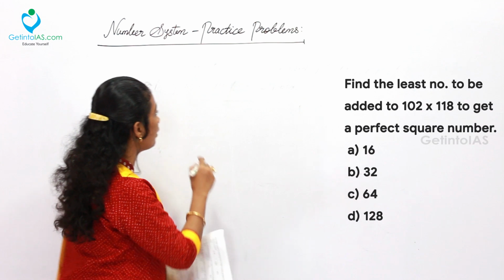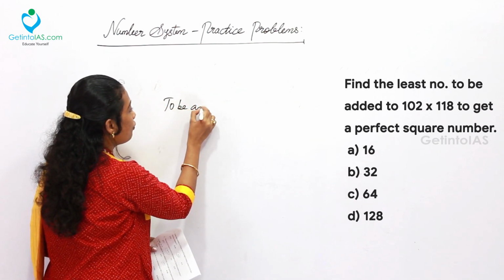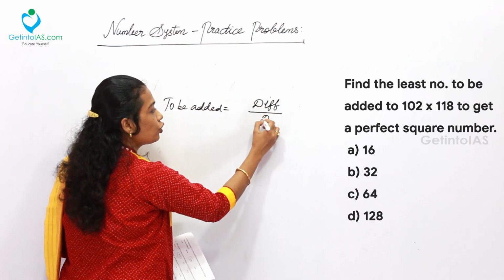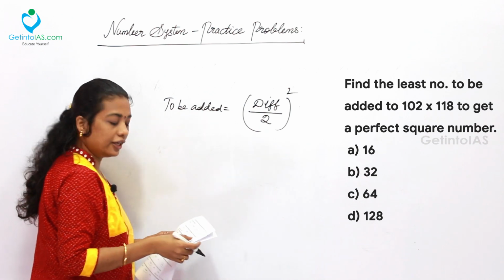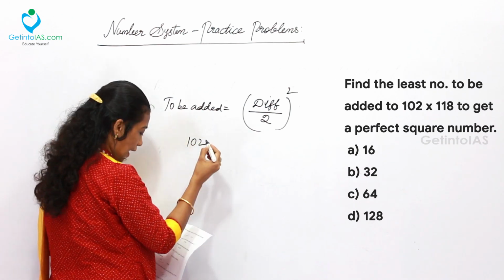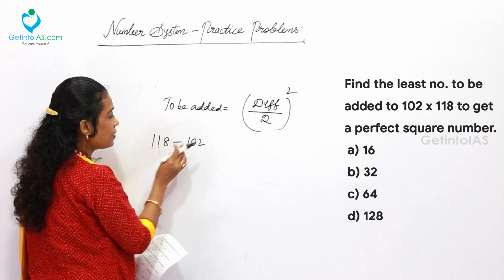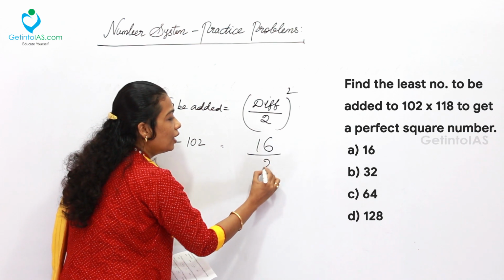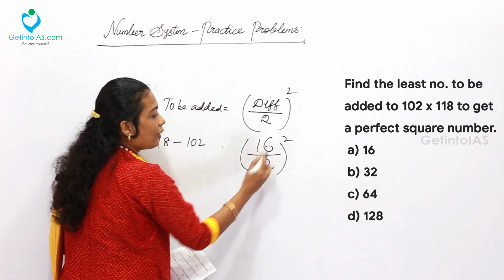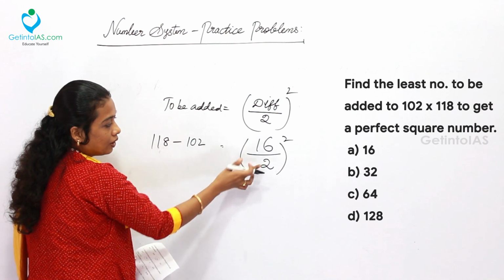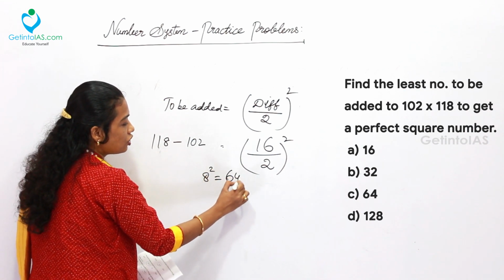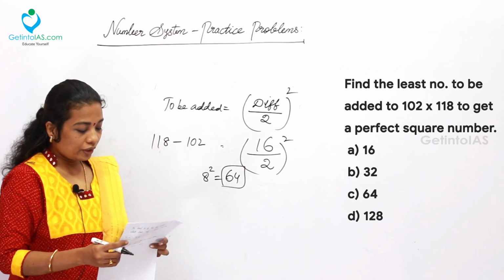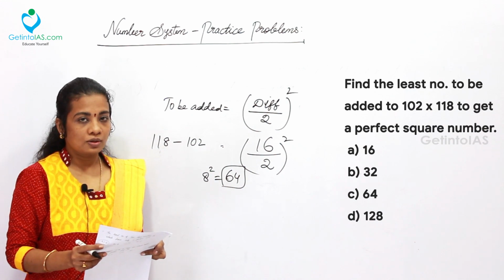So what is the condition given? To be added. So what is the formula for that? Take the difference between the numbers divided with 2. So the whole power 2. So let's take 102 and 118. What is the difference between these two? Which is 16. 16 is the difference which is to be divided by 2, the whole square. So finally my answer is 8 square, which is 64. So simply 64 which is to be added with this number to get a perfect square. Your option is option C, 64.